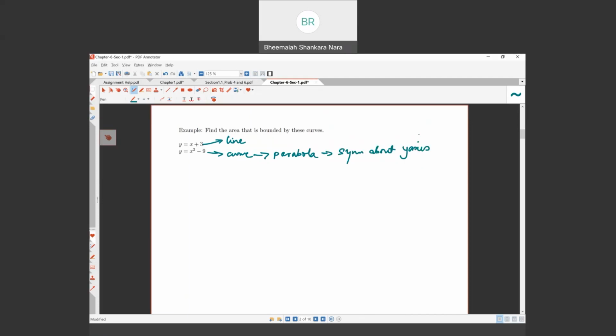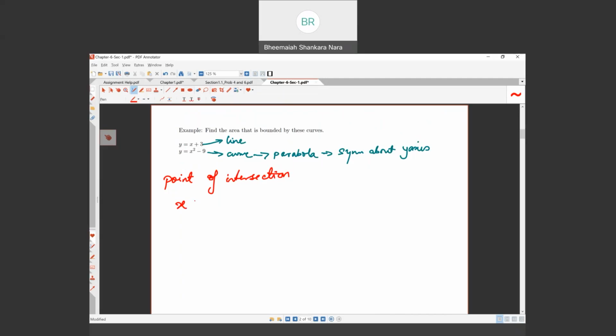So before we even try to trace this curve, let's find the point of intersection to see where this line and the parabola meet. To solve for this point of intersection, all you have to do is equate the given line and the curve. The left-hand sides are already equal, y and y.